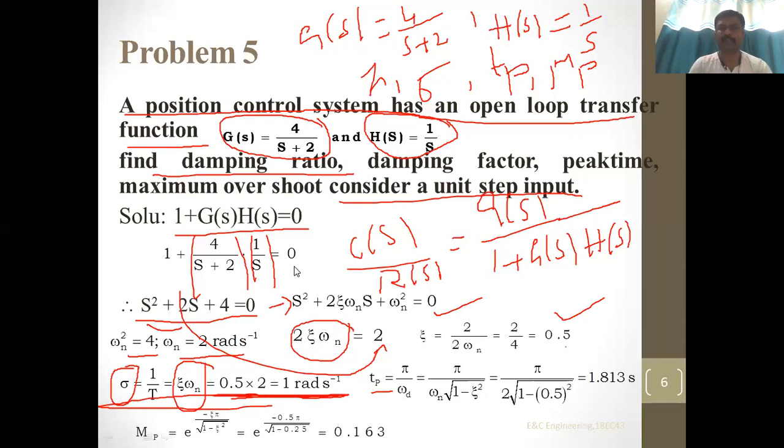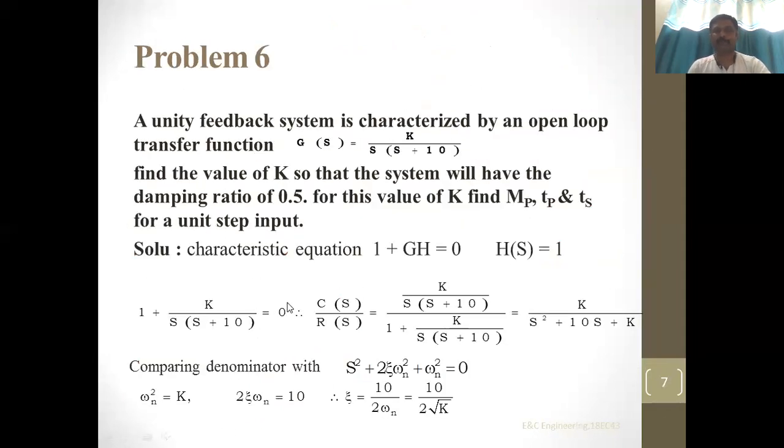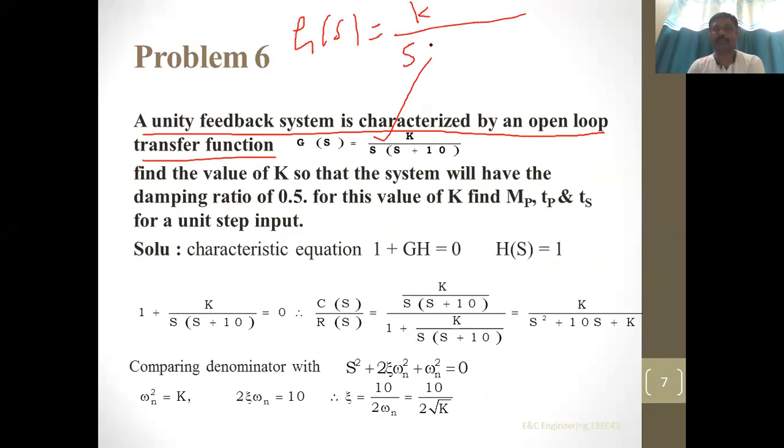Then we had the discussion concerned with problem 5. Next, I will move on to problem 6. Now with this problem 6, how about the statement? A unity feedback system is characterized by an open loop transfer function G of S is equal to K divided by S into S plus 10. Now certain G of S is given. Open loop transfer function is given: K divided by S into S plus 10.